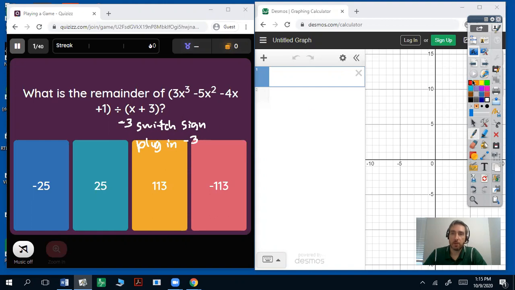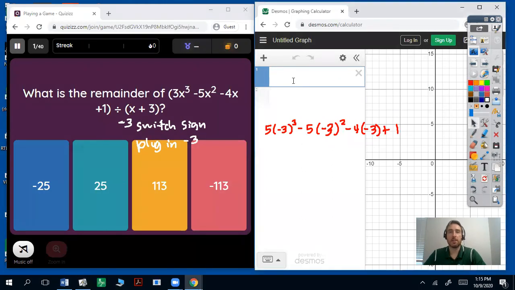So we want to do 3 times -3 cubed minus 5 times -3 squared minus 4 times -3 plus 1. And this is called the remainder theorem. This has us avoid synthetic division. Put it into Desmos or your graphing calculator, and you get -113.